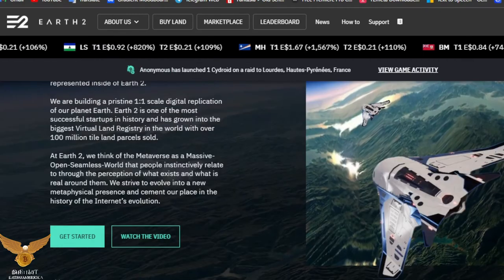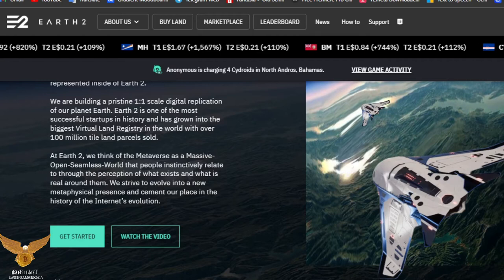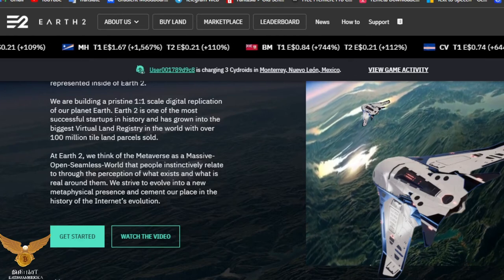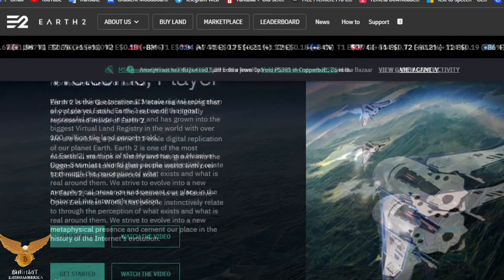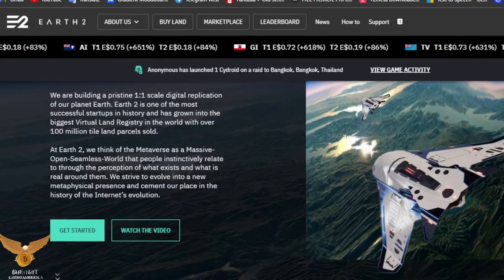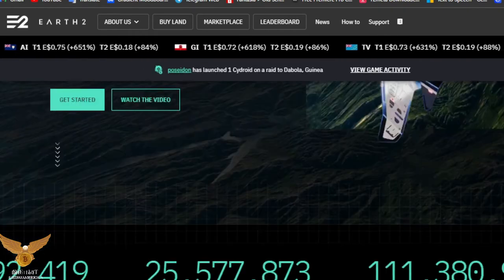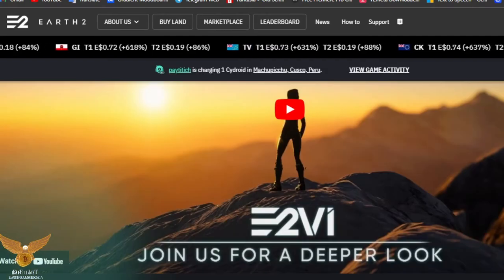In summary, the success of EARTH2 will depend on several factors, such as mass adoption, continued development, legal compliance, user confidence, and the ability to compete in an ever-changing market. While the project has potential, it is important to carefully evaluate these factors and closely monitor its evolution before drawing definitive conclusions about its long-term success.